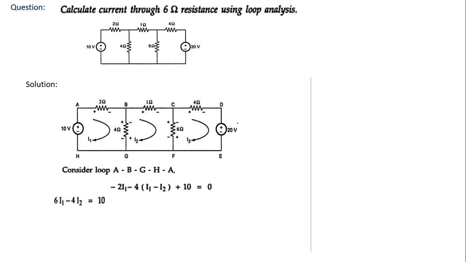Again we rewrite the equation, that means we simplify. 6I1 minus 4I2 is equal to 10. That gives equation number 1.